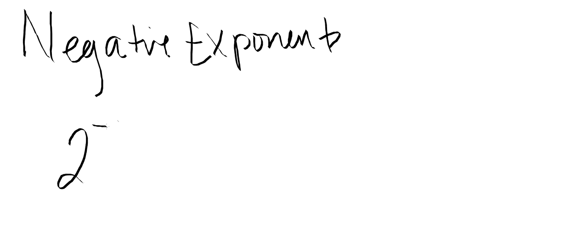Let's say I have 2 raised to the power of negative 2. The way I thought about this when I was in college was that negative exponents are a lie. It means my base is not where it's supposed to be, and if it's not where it's supposed to be, there's only one other place I can move it to: into the denominator of a fraction.